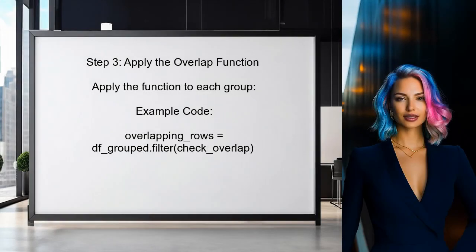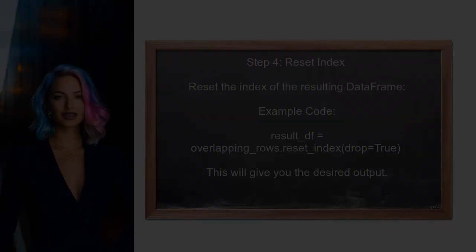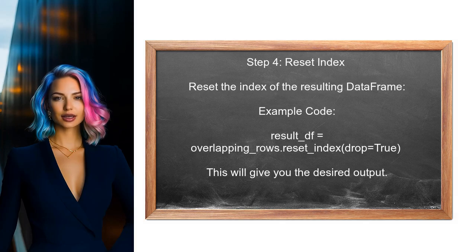After defining the overlap function, the user should apply this function to each group. This will filter the groups to only include those with overlapping date ranges. Finally, the user can reset the index of the resulting data frame to clean it up. This will provide a new data frame containing only the rows with overlapping date ranges.